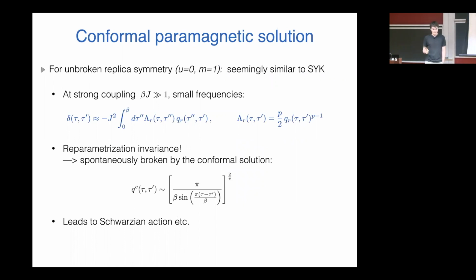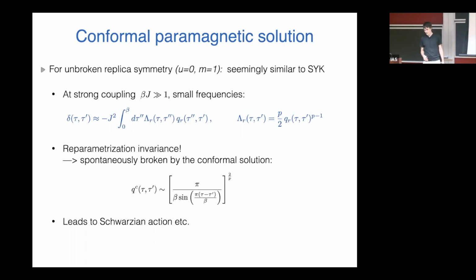So replica symmetry is unbroken here. The analysis is similar at first sight to what you do in the SYK model. You can study the equations at large beta J, and in this limit you can neglect certain terms, and the equations that you end up with have this reparametrization symmetry. So they're invariant under time reparametrizations, where Q transforms like a conformal two-point function with dimension 1 over p. So the corresponding saddle point solution is this conformal ansatz.